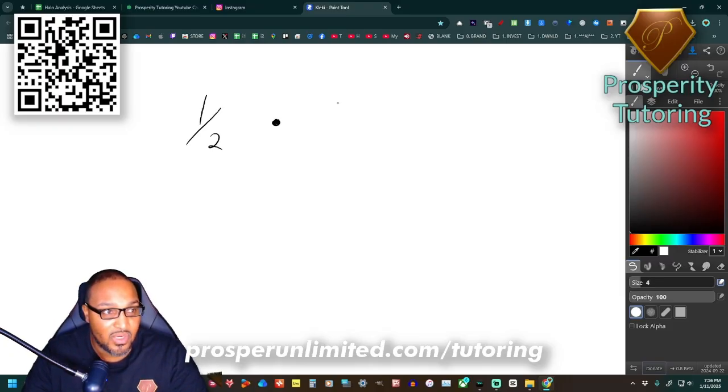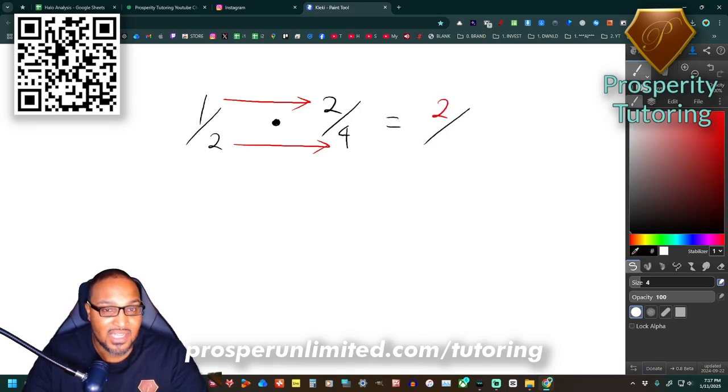So let's say we use 1/2 times 2/4. Now I'm gonna show you just how simple this is. You're gonna feel ridiculous when you see how simple this is. For multiplying fractions, all you have to do is multiply the numerators straight across and the denominators straight across. No joke, no lie, it's really that simple. And so let's multiply them straight across. 2 times 1 is 2, and 4 times 2 is 8.